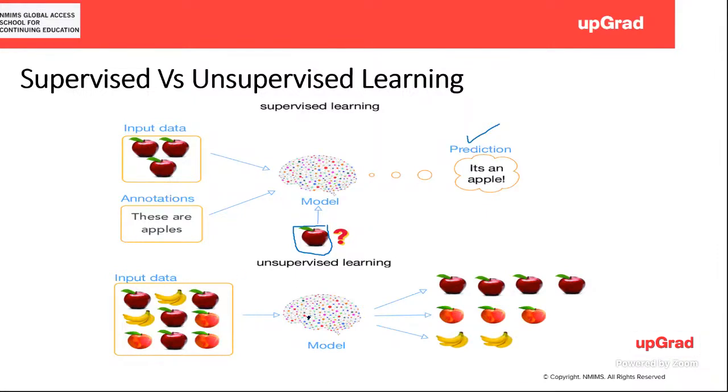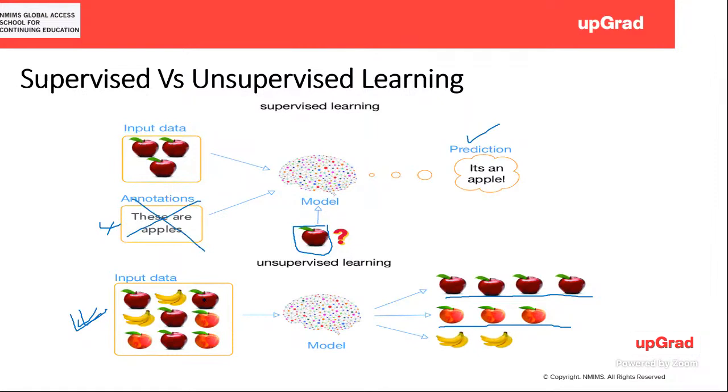But in case of unsupervised learning, you can see we don't have labels, we only have data. We don't have these annotations. The machine learning algorithm tries to make segregation or classification on the basis of its own understanding, right? Yes, someone is asking a question, but unsupervised also needs data to get the output. They need the data, but they don't need these annotations.